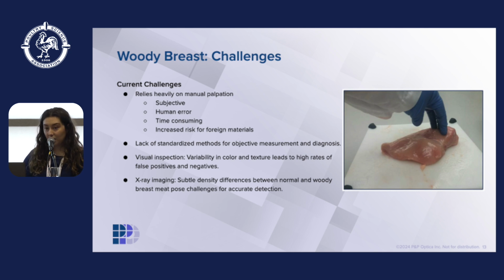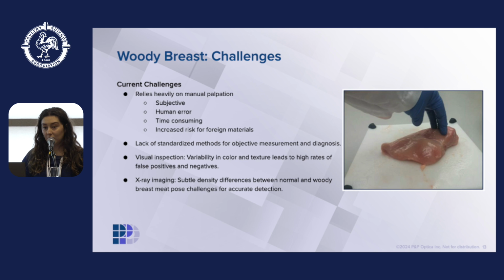Vision systems can be used for this kind of detection. They rely on detecting visible changes in the appearance of the meat, such as color or texture anomalies. Woody breast can vary widely in color and texture, leading to high rates of false positives, which is identifying non-defective meat as defective, or false negatives, missing defective meat. This variability makes it difficult for vision systems to reliably differentiate between normal and woody breast.